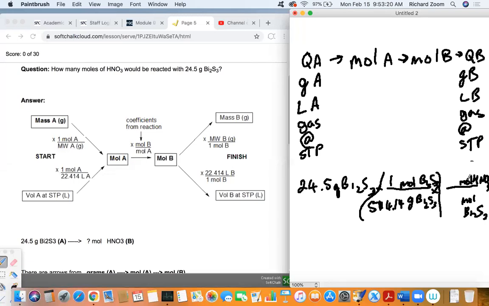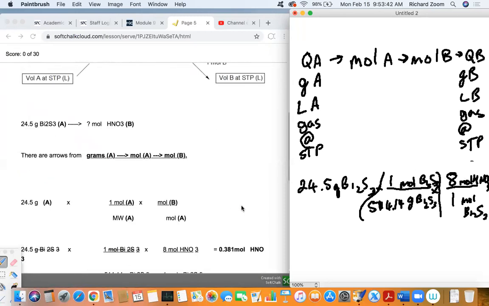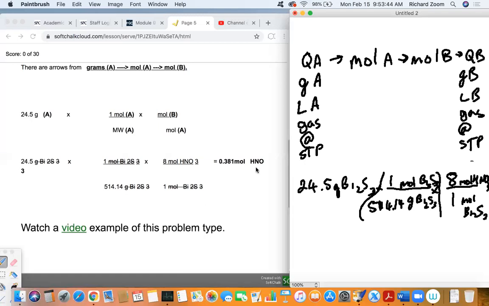HNO3 and Bi2S3, moles and moles. Well, we look back at the reaction again, and for the relationship there is 8 moles and 1 mole. So 8 moles of HNO3, 1 mole of Bi2S3. And that'll allow us to come up with our answer, which will be 3 significant figures again, which would be 0.381 moles of HNO3. Remember, the leading 0 is not significant, never is.